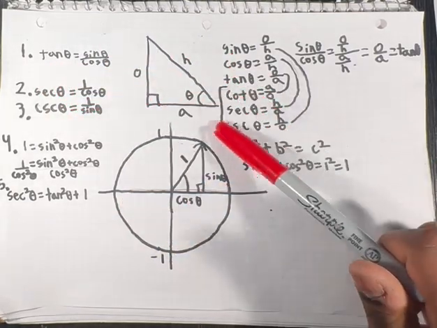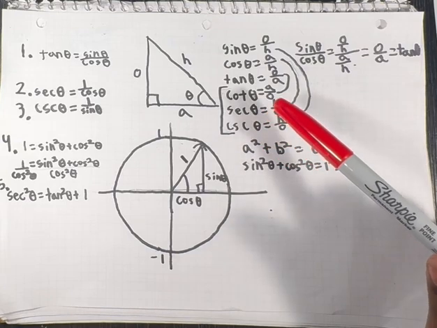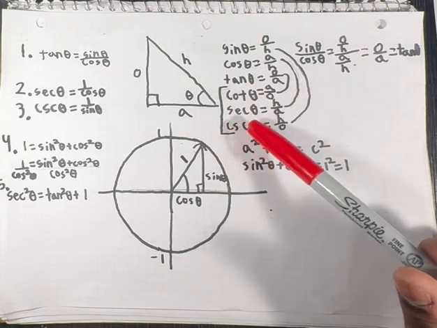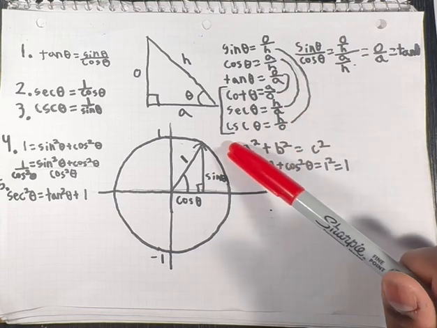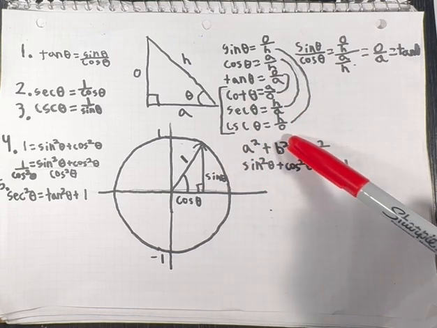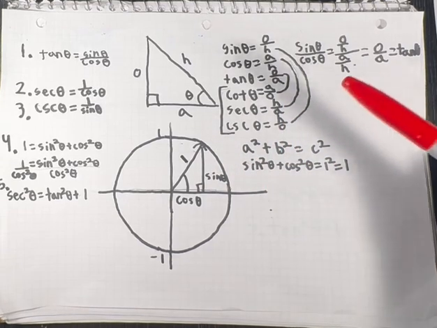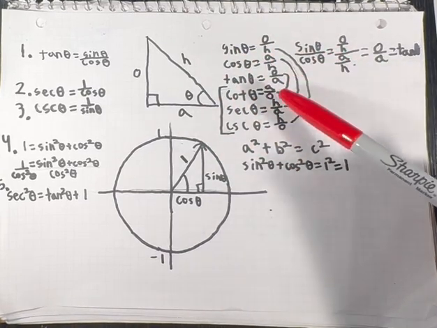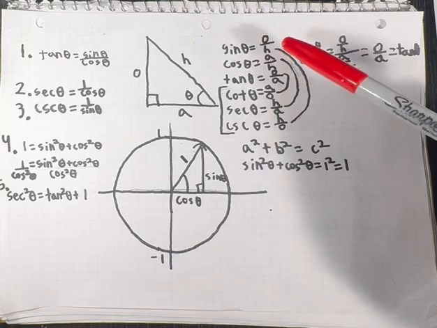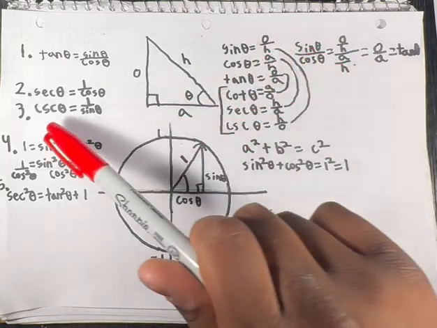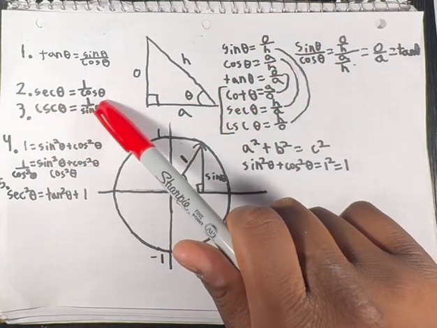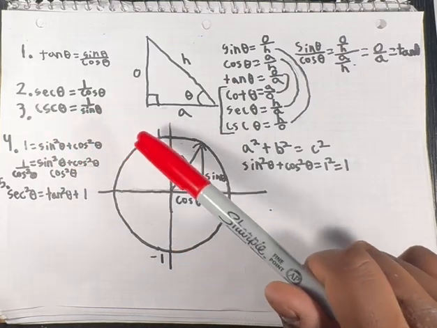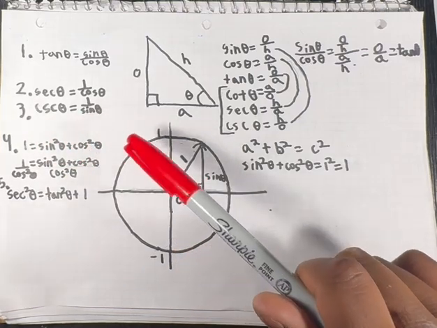Now, there are three other trigonometric identities. Cotangent theta, which is adjacent over opposite, secant theta, which is hypotenuse over adjacent, and cosecant theta, which is hypotenuse over opposite. Notice anything? These three are reciprocals of these three: cotangent to tan, secant to cosine, and cosecant to sine. Thus, we can see that secant is equal to 1 over cosine theta, and cosecant is equal to 1 over sine theta. Now for the Pythagorean identities.